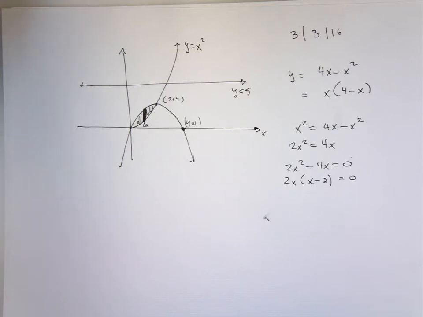Shell and washer are quite different. Whenever you have the rectangle perpendicular to the axis about which you're revolving, here's the axis, y equals 5, here's the rectangle, you're going to get either a washer if there's a gap, and we do have a gap here, or a disc if there's no gap. If the rectangle is parallel to the axis, that's when you'll get a shell. So we're going to have a washer.